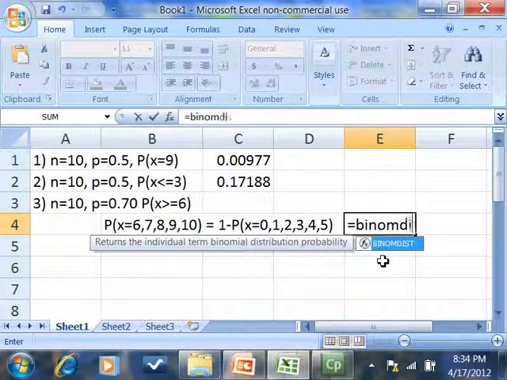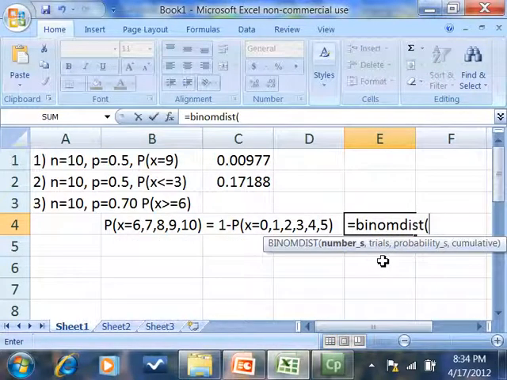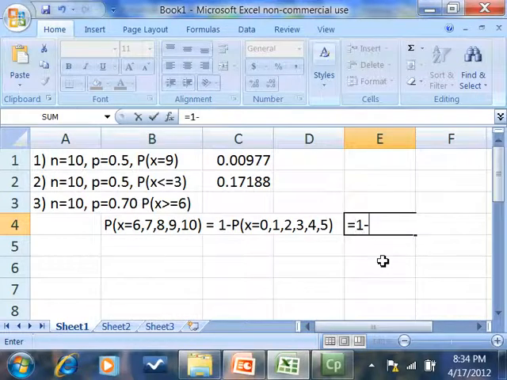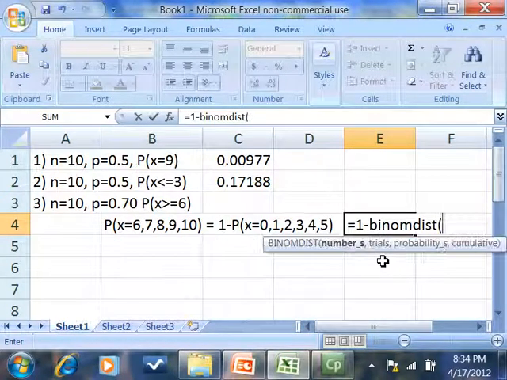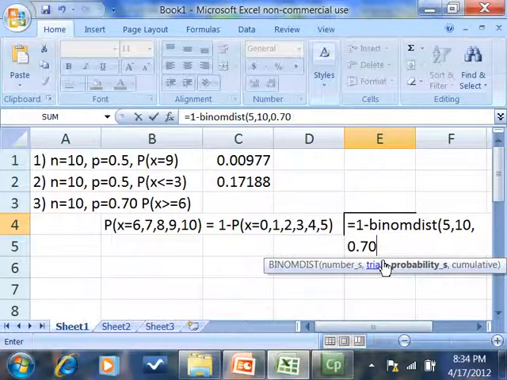So this would be 1 minus BINOM.DIST, and then 5, the number of trials 10, probability was 0.7, cumulative would be 1.